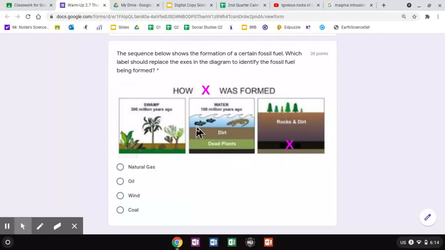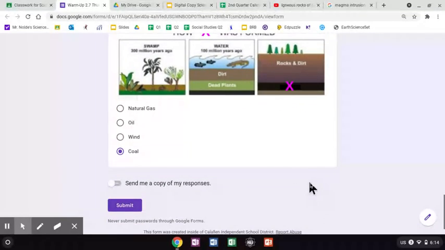So remember that swamps and plants signal that we are forming coal here. So coal is formed from ancient plants. Oil and natural gas formed from ancient marine organisms like plankton. And that's it.